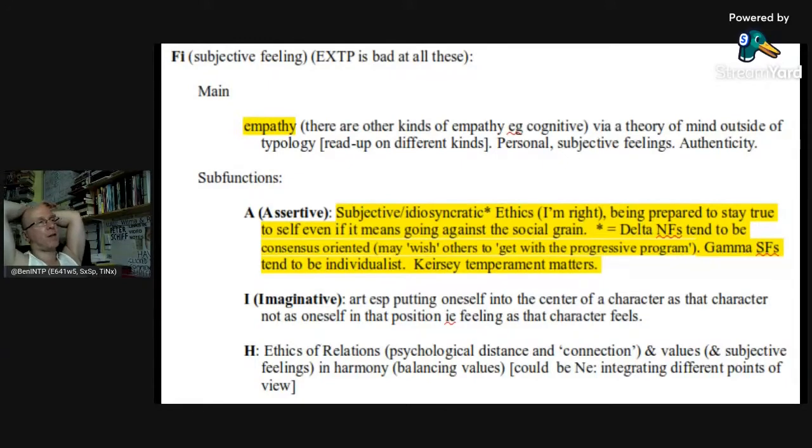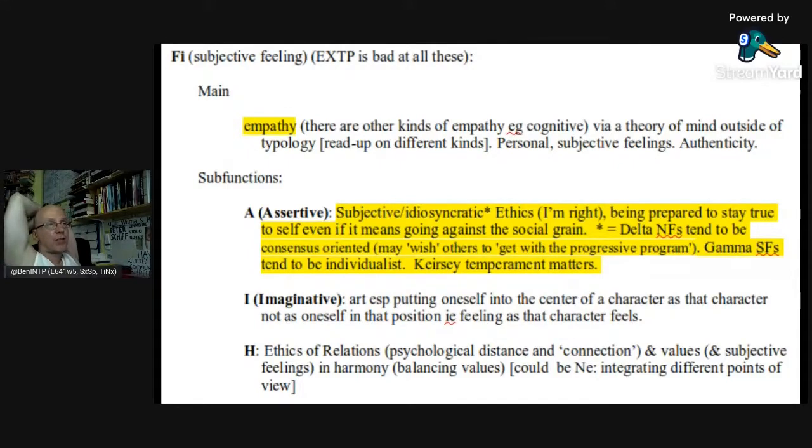Imaginative Fi. I think HR Giger could have been INTJ. You've seen his photographs. He's got reduced affect display, and he was an engineer, and a lot of his artwork came from his night terrors. So HR Giger could have been INTJ preferences.